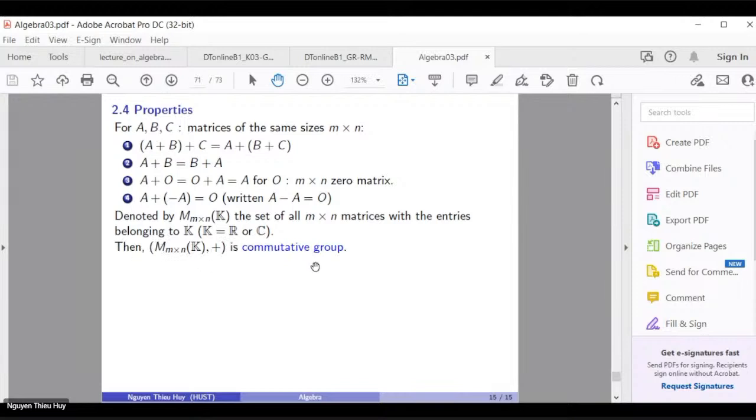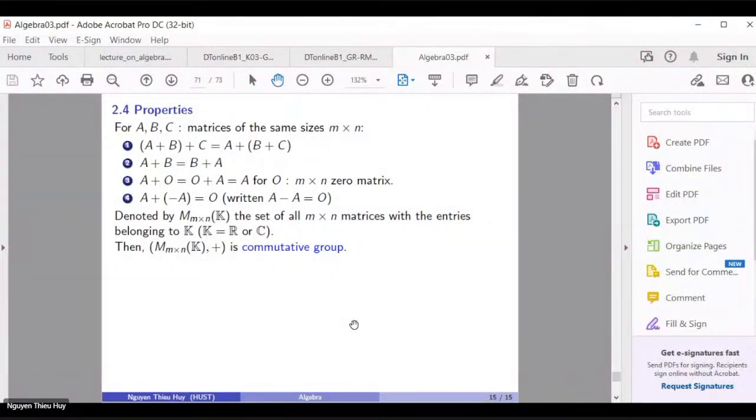Then actually this is a commutative group, as somebody already said to you. And you have some more properties of scalar multiplication that I listed here. And if you like, we will prove one of them.